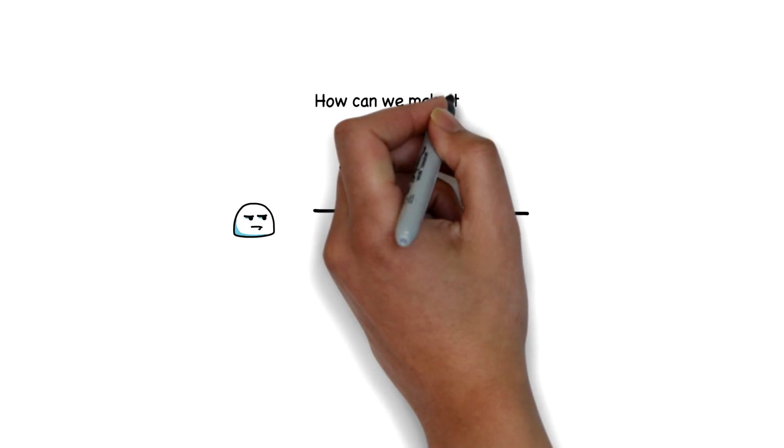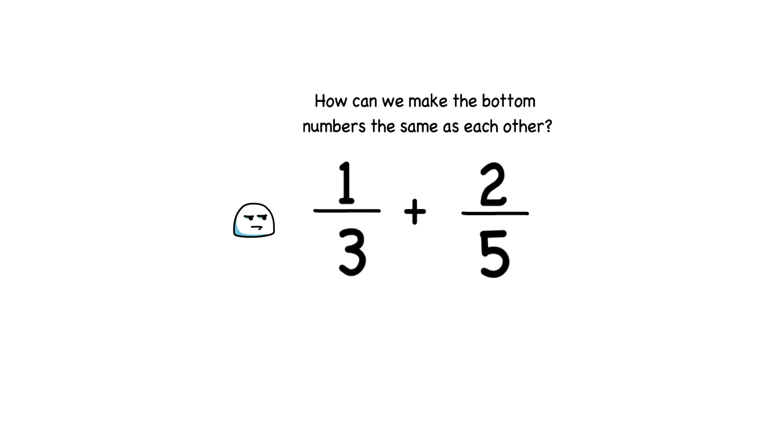Let's try another example. 1 over 3 add 2 over 5. The numbers on the bottom are not the same, which means that we have to think about how we can make those numbers the same. 3 doesn't go into 5 and 5 doesn't go into 3, so we have to think about a number that both of these numbers go into and change them both. Both these numbers go into 15.